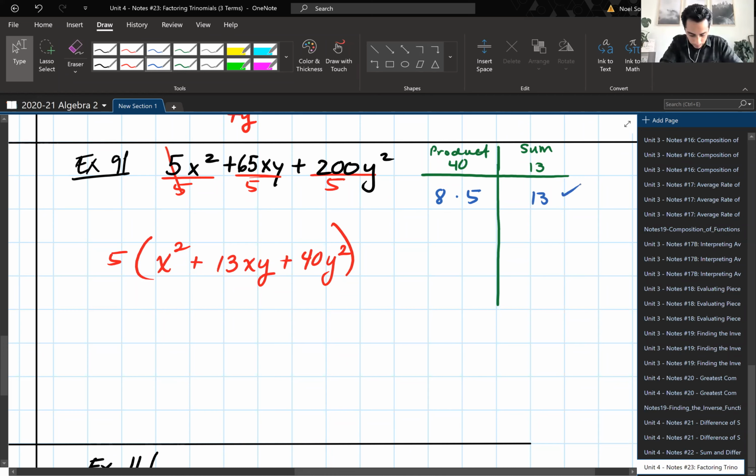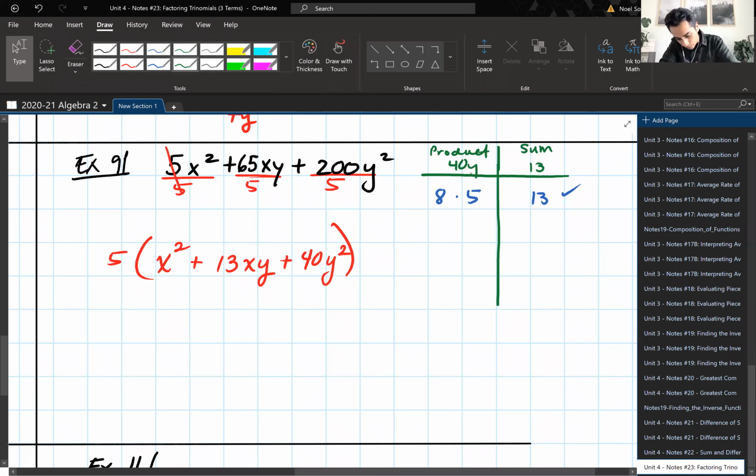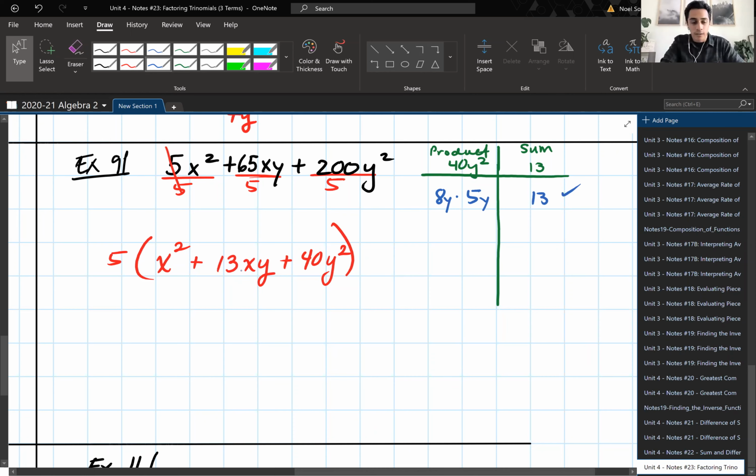That looks good. Okay, so now the question is, I need them to multiply not just to 40, but to 40y squared, right? So if it's to 40y squared, then all that really changes is this has to be 8y and this has to be 5y, because 8 times 5 is 40. How do I get it to be y squared? Well, they both need a y. Y times y will give us 40y squared. The 13xy will take care of itself.